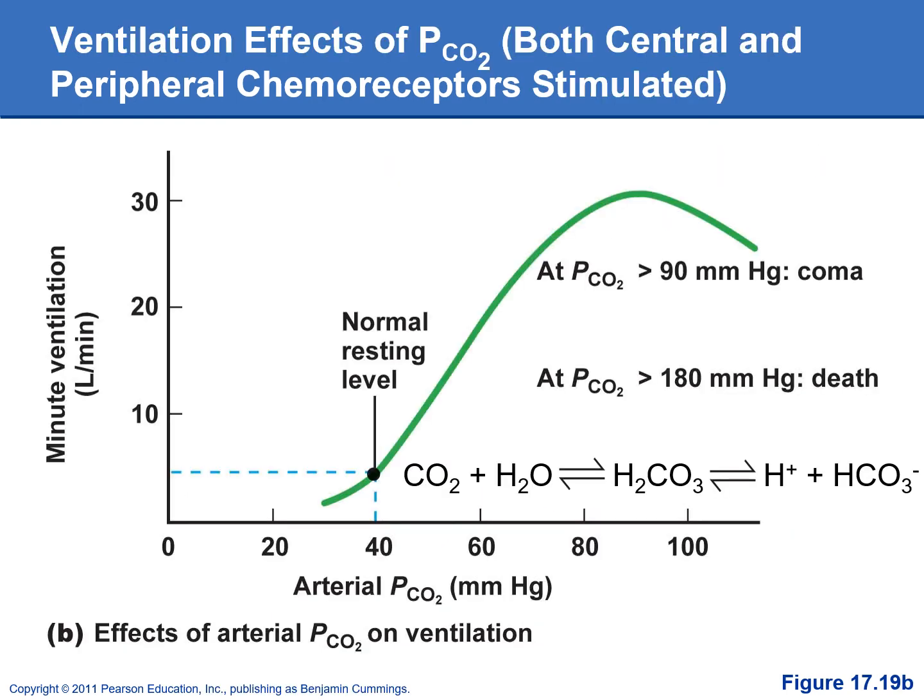This graph shows the effect of the partial pressure of carbon dioxide in the systemic arteries on the respiratory rate and depth. The partial pressure of carbon dioxide is going to be sensed by both the central and peripheral chemoreceptors, so they're both going to be sending messages to the respiratory centers in the brainstem. And notice that a very small change in the partial pressure of carbon dioxide will very quickly cause a change in the respiratory rate and depth.